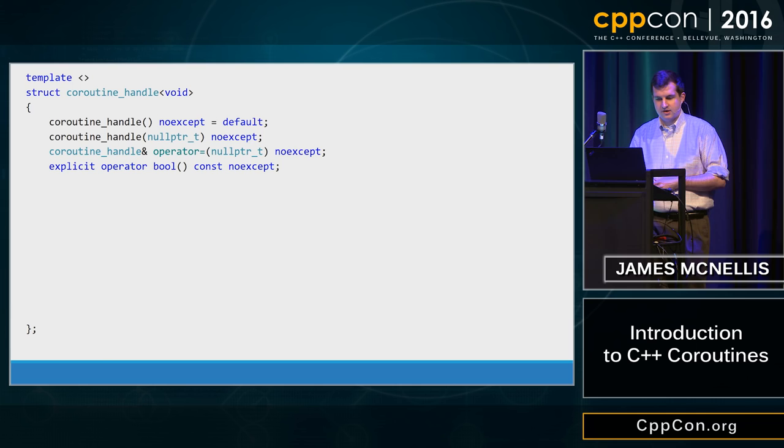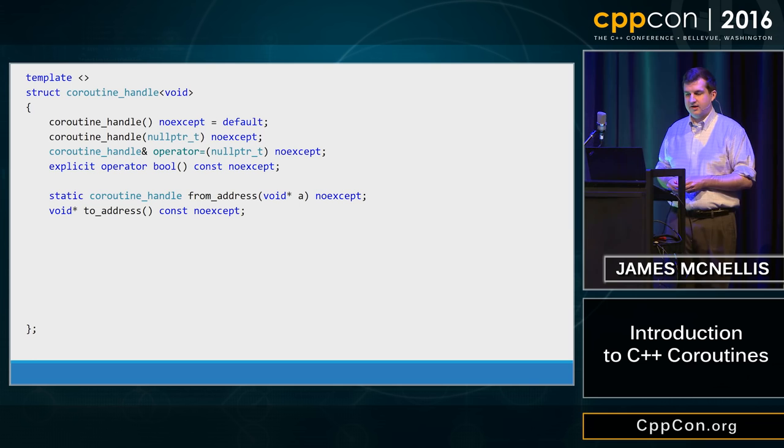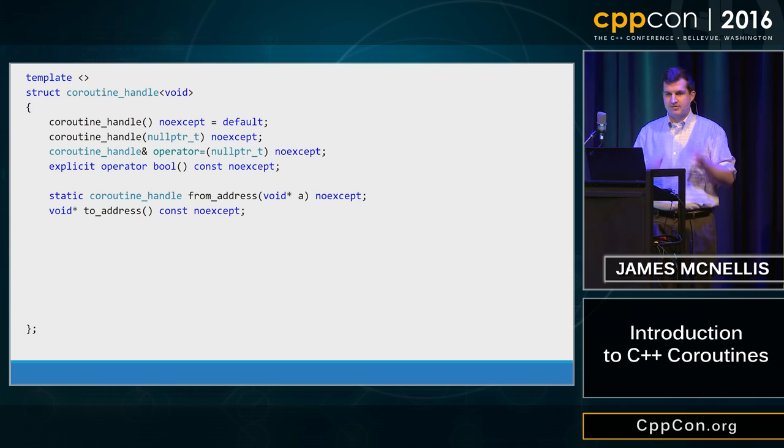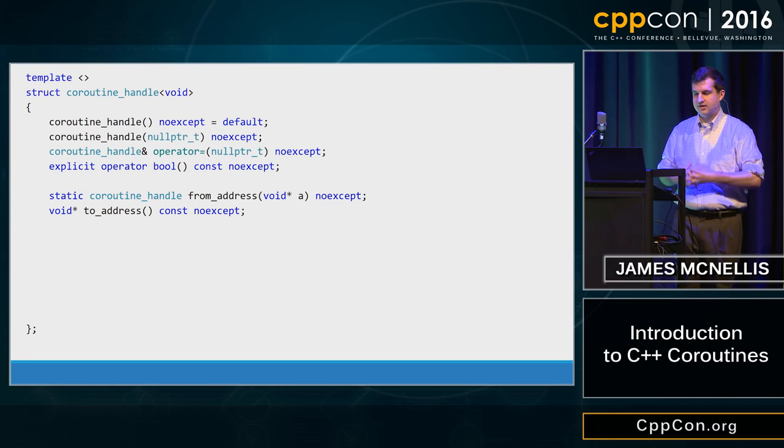Second, you can convert a coroutine handle to a void star, and then convert a void star back into a coroutine handle. This is to enable interop with, for example, C APIs. There are many thread APIs that allow you to pass in a function pointer that will be called and then a context pointer. This allows you to convert to a void star that you can pass as that context pointer. And then on the other side, take that context pointer and convert it back to a coroutine handle so that you can invoke it.